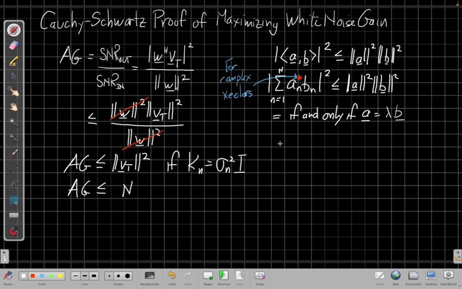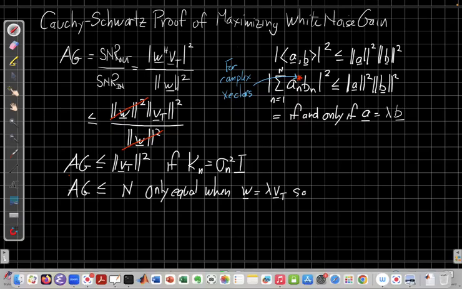And it's only equal if the weight vector is a scaled version of v_t, if these two vectors are scaled versions of each other. So for unity gain, w equals 1 over N times v_t is the unique solution, if and only if, that maximizes the white noise gain for a beamformer.